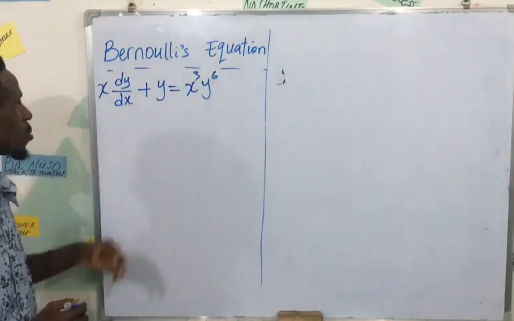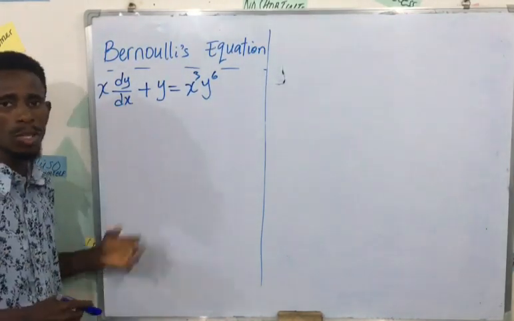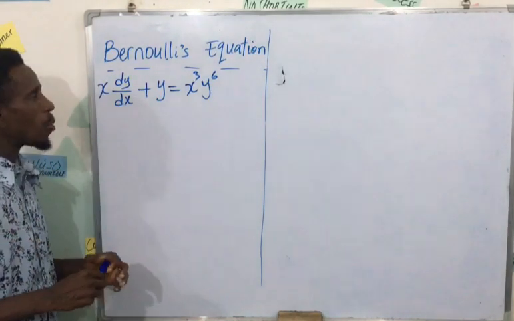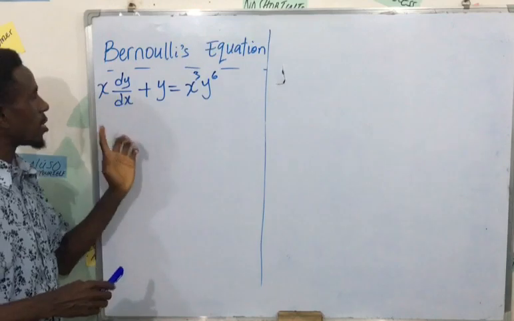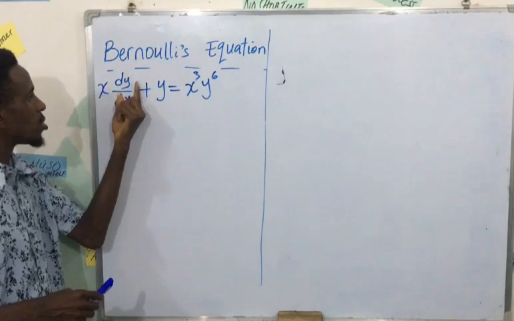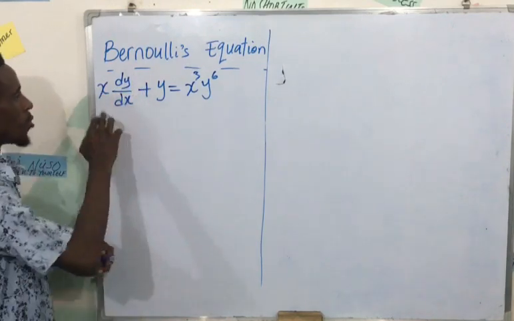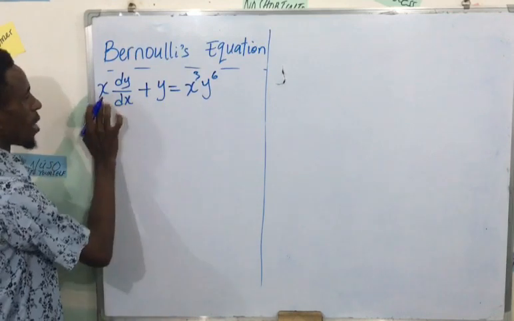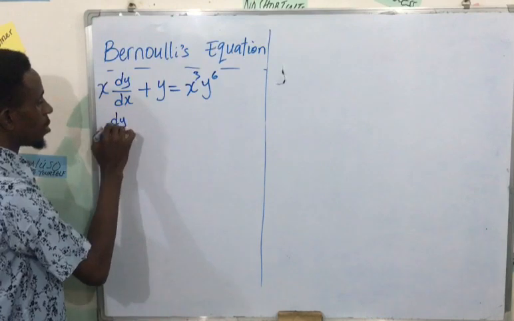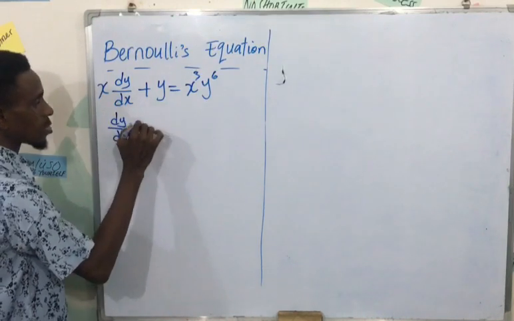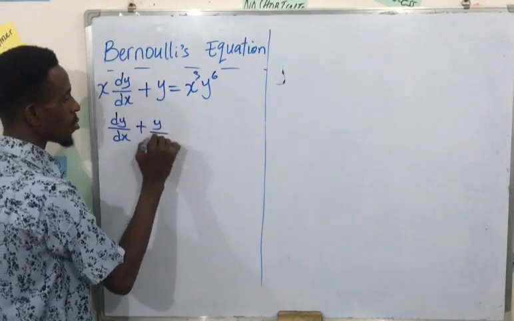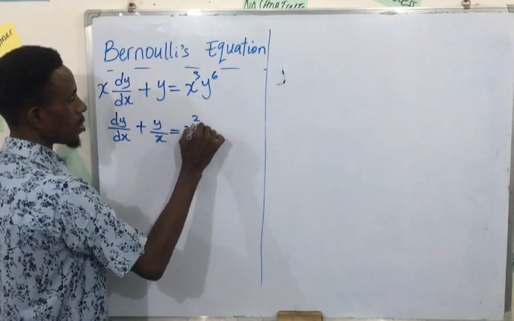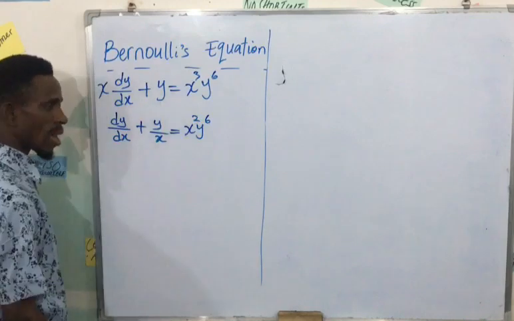So this is the question on the board. We should solve this, and it's a Bernoulli question. In Bernoulli questions, we have to make this linear. In that case, I will need this to stand alone, so I will divide all through by x. Dividing all through by x, I will have dy dx plus y over x is equal to x squared y to power 6. That's the first step.